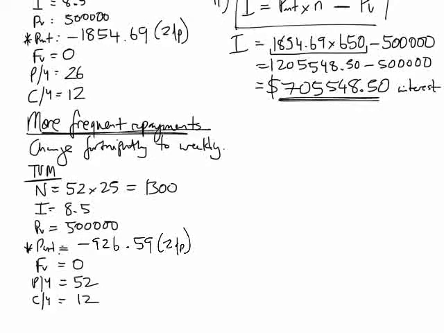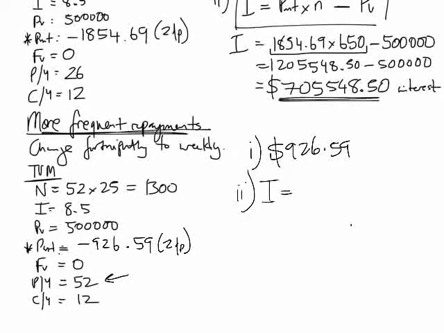So your payment this time is going to be $926.59. We're going to work out how much interest is charged this time. Remember, the only difference now is you're paying twice as often. Okay? And you're paying a smaller amount, but twice as often. Let's see what happens there. So the interest is going to be $926.59, 1,300 times, and then minus the loan amount 500,000.